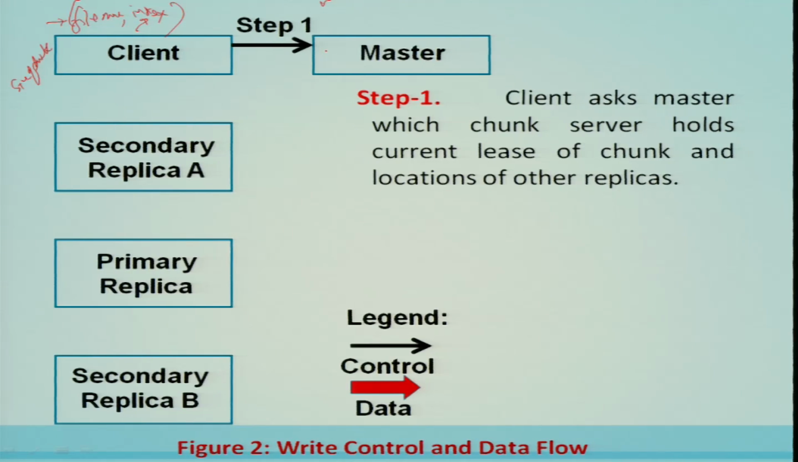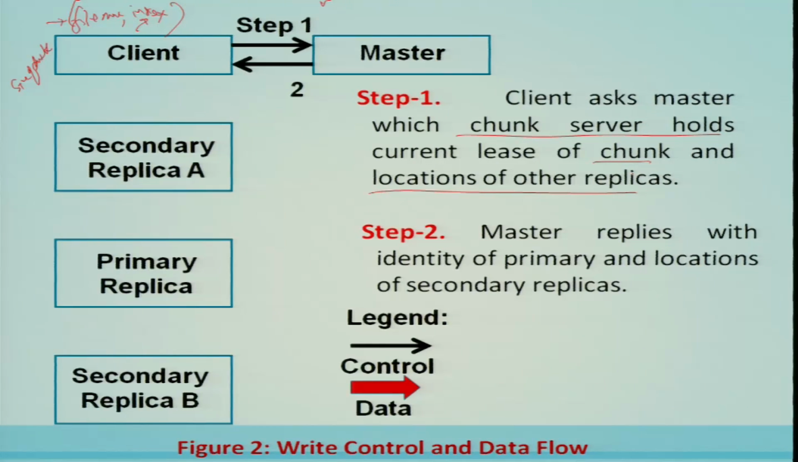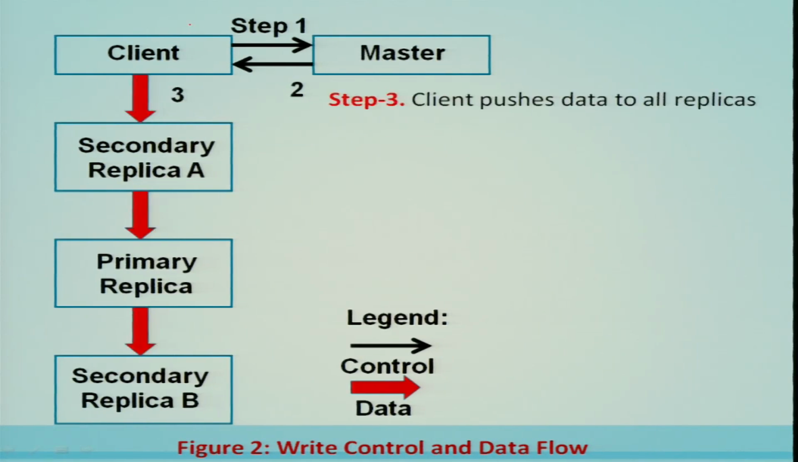So, the client asks the master which chunk server holds the current lease of the chunk and the location of other replicas. Master will respond by giving the identity of the primary and the location of the secondary replicas. So, this information will be used by the client, and the data will be pushed.